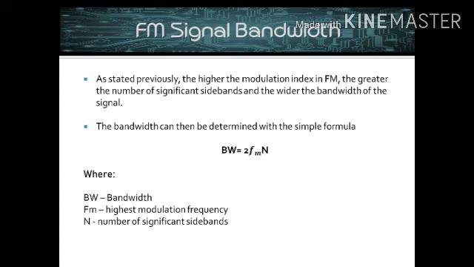Bandwidth is equals to 2FM N, wherein FM is equals to the highest modulation frequency and N is the number of significant sidebands. The total bandwidth of an FM signal can be determined by knowing the modulation index.